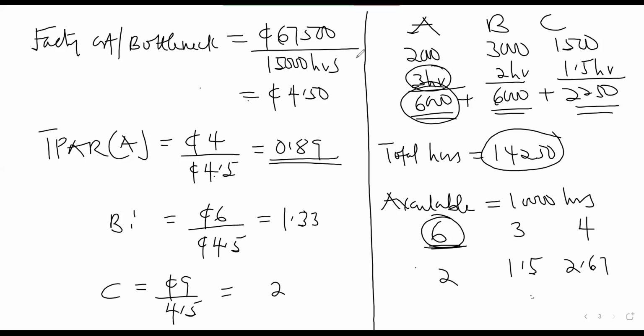$2.6, 2.7. Okay, let's make it 2.67. So right now you are able to find the return per hour. So all of these are now in per hour. So you can go ahead to make your decision, doing 6 hours for 6 cities, 3 hours for 2 hours, and 4 hours for 1.4, 1.5 hours.